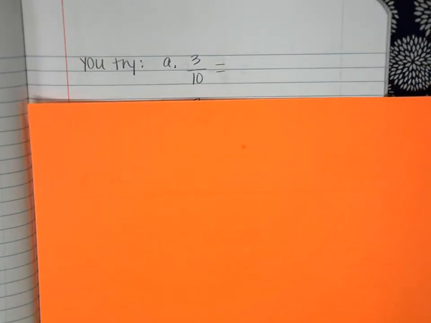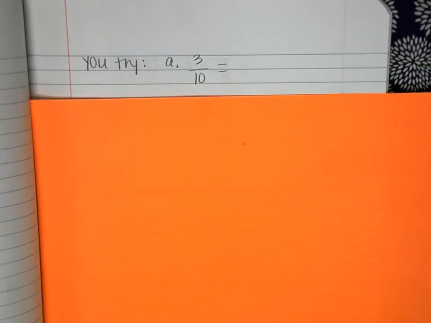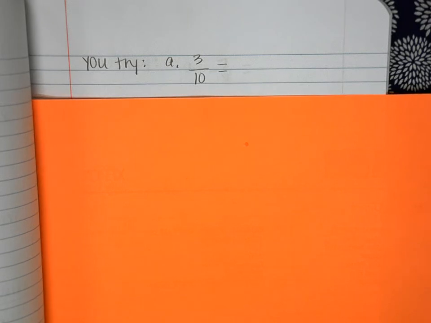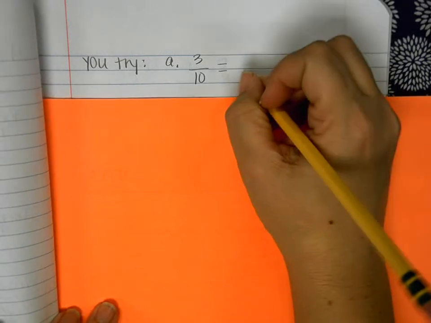Okay, so I want you guys to try 3/10. Write 3/10 and tell me the decimal. Raise your hand when you have it. Okay, Ethan, what is it? 0.3. Good. 0.3, easy one, right?